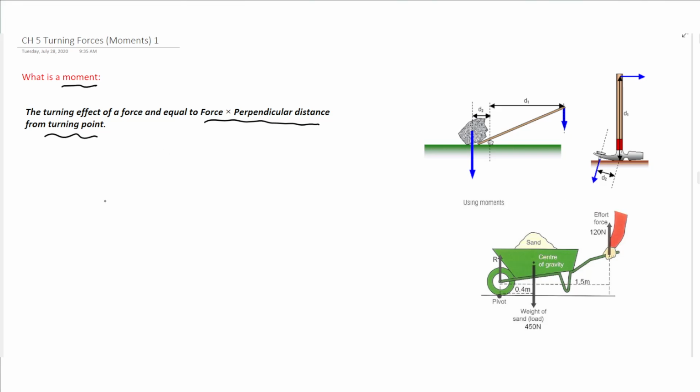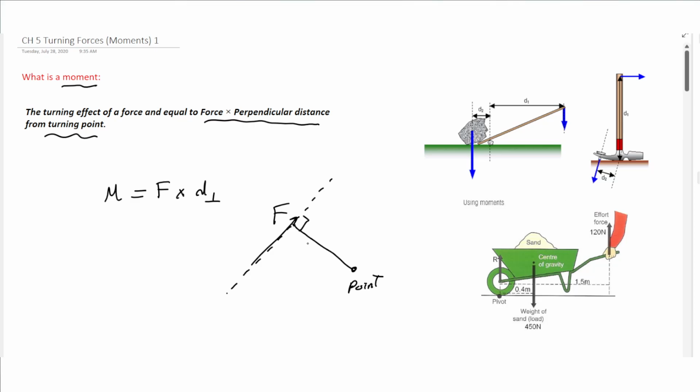So the equation is equal to force multiplied by distance, but the perpendicular distance means if you have a force in this direction and this is the pivot or the point, you calculate the distance that is perpendicular to the line of action of the force. So you draw a distance with 90 degrees from the force. It's either given to you in the exam or you can use trigonometry to get it.